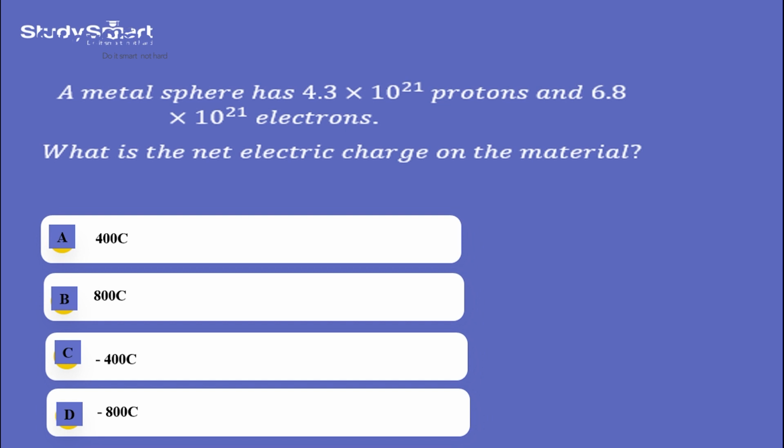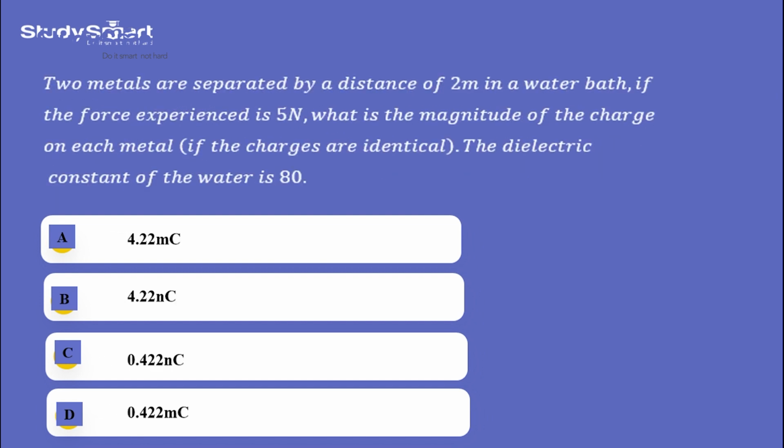Now the next question. A metal sphere has 4.3 times 10 power 21 protons and 6.8 times 10 power 21 electrons. What is the net electric charge on that material? Okay, so let's move to the next question.